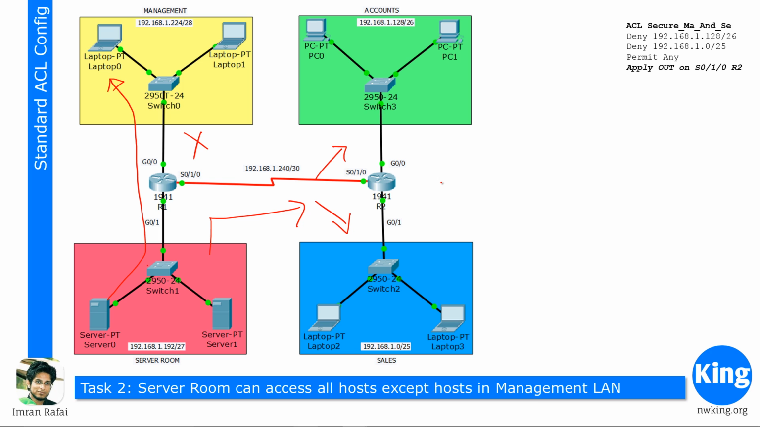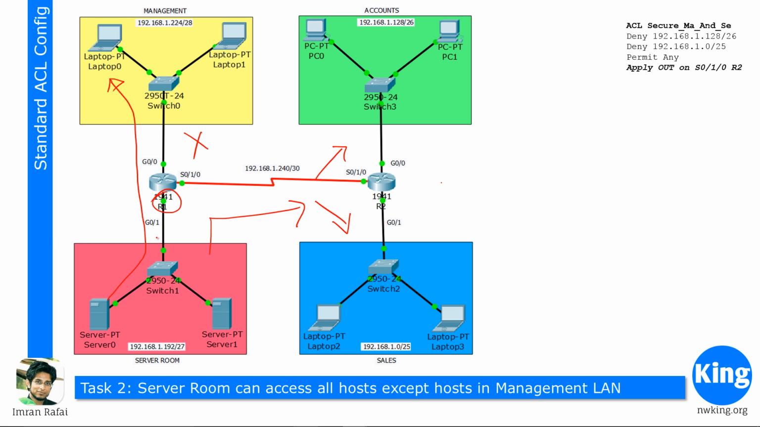So first, let's identify the data flow path. Data flow path for server to communicate to management is this. That means it goes through G0/1 of R1 and then gets out of G0/0 of R1, right? So if I'm going to put a standard ACL which says deny 192.168.192, and if I put it in G0/1, what will happen? Like I said, standard ACL is source IP address.